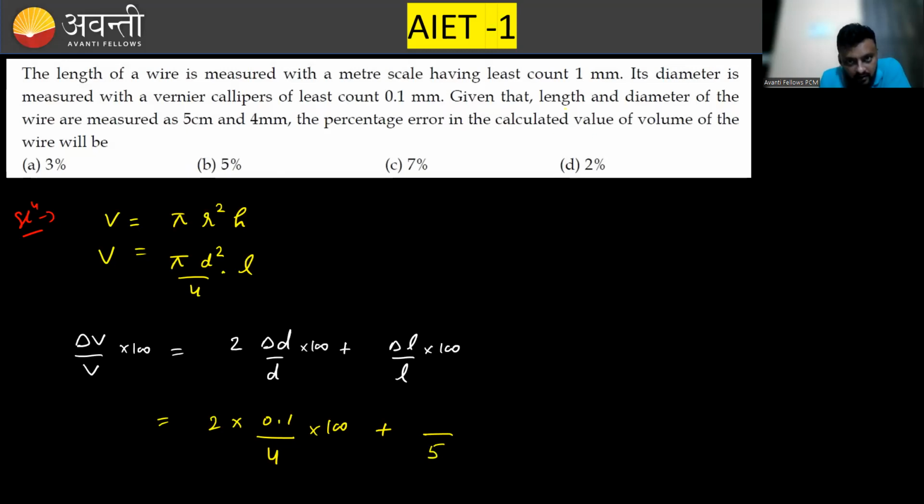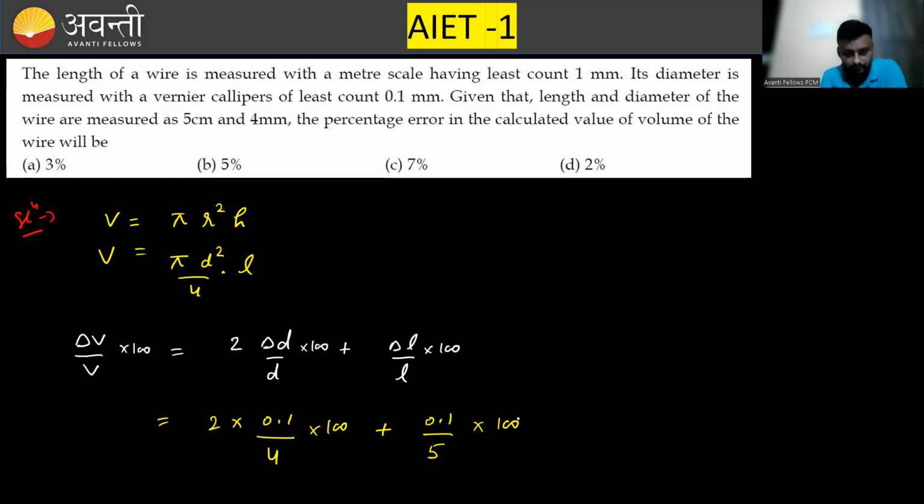So least count is 0.1 centimeter into 100. Someone might say, sir, why you are not putting least count of the length of the meter scale in mm? Because the length actually measured is in centimeter. So I am putting denominator in centimeter. So I need to put numerator also in centimeter so that there is no clash of units.